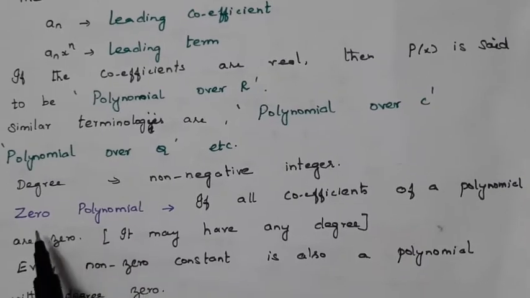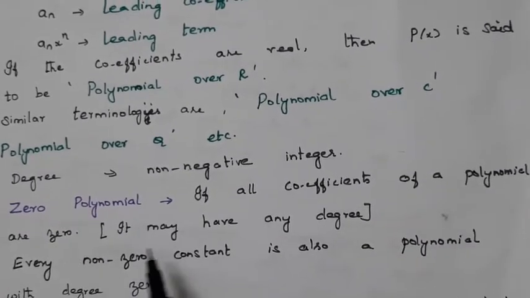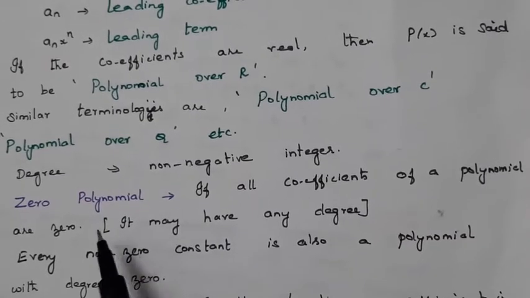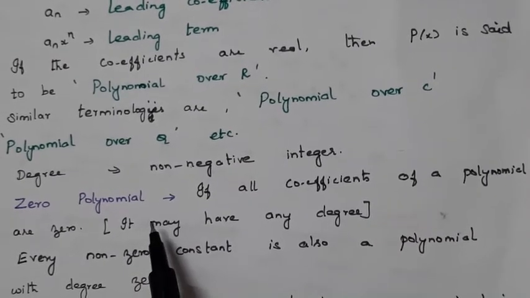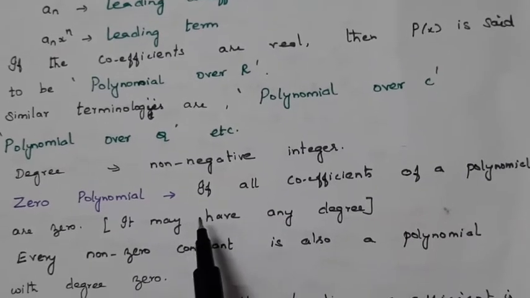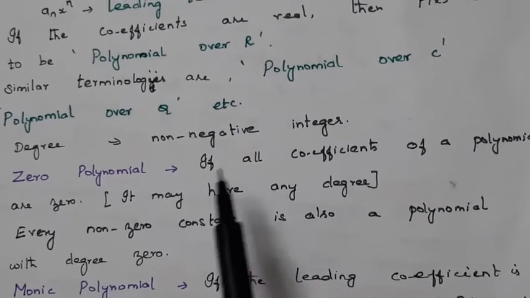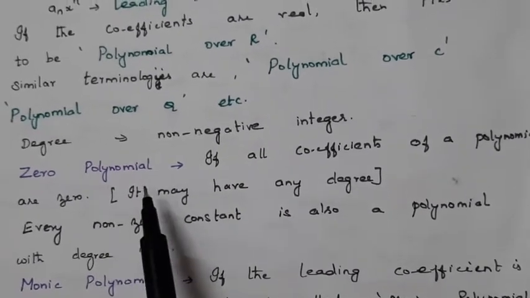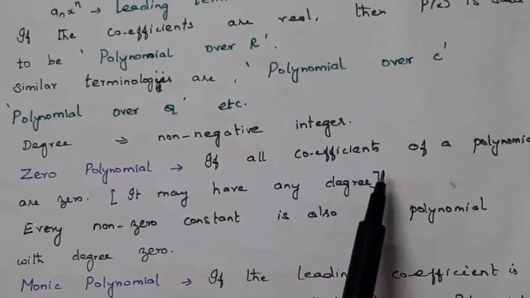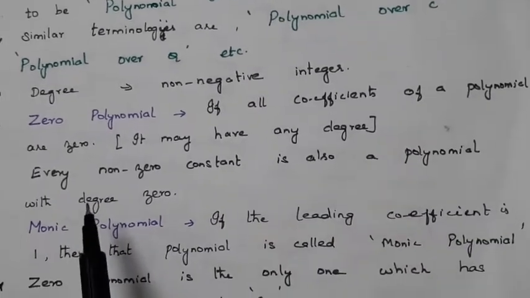Then what is said to be a zero polynomial? If all the coefficients of a polynomial are 0, then it is said to be a zero polynomial. So a zero polynomial may have any degree. We can construct a zero polynomial of degree n, or n minus 1, n plus 1, etc. So if all the coefficients of a polynomial are 0, then it is called a zero polynomial.